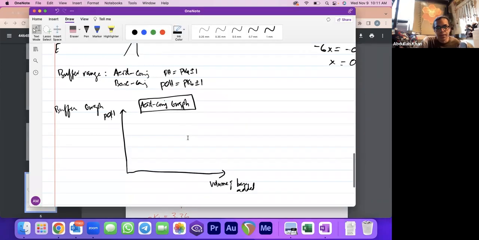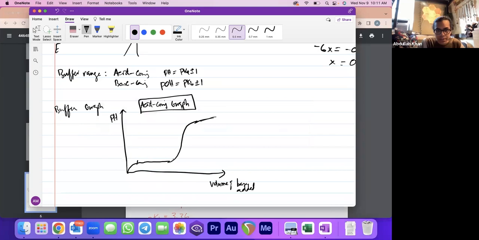Oh, I see. Okay. So with an acid conjugate buffer, you're adding base. And so if you do a pH graph, this is what it looks like. Initially, the pH goes up a lot, and then it sort of flattens out. And then it increases drastically again. And then it flattens out sort of at the high values. So it's like that kind of a thing.